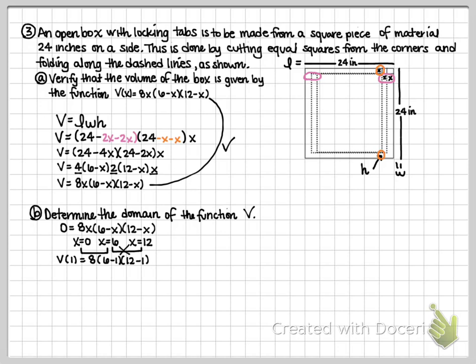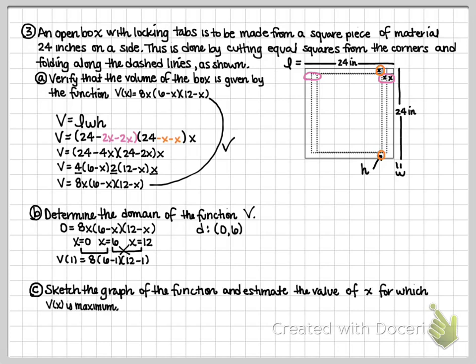But from 0 to 6 is pretty good. Just make sure you don't include the 0 or the 6. So I would say that my domain is not quite 0, but pretty darn close, and not quite 6, but pretty darn close. You just want to make sure that the dimensions that you're getting are positive and that your volume is also then going to be positive. Let's take a look at the next part.